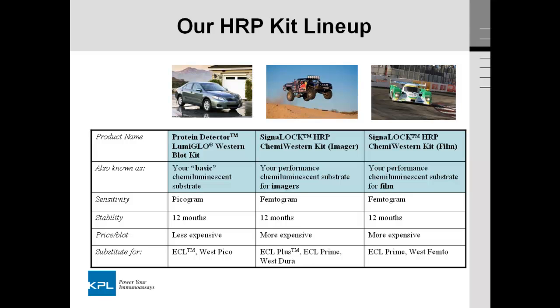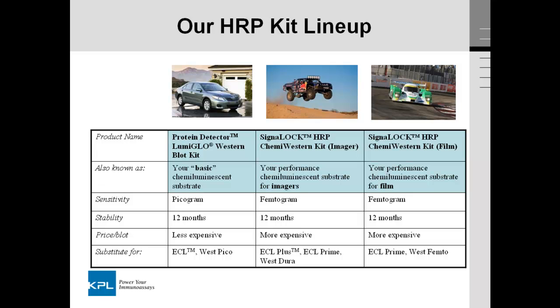Shifting to the middle, you will see one of our new product offerings, our SignaLOCK HRP ChemiWestern kit for imager. And as demonstrated by the off-road truck above, sometimes you need ultra-sensitive detection for your system. This is going to be your performance chemiluminescent substrate kit for imagers. It will give you femtogram detection, and it is a good replacement for ECL+, ECL Prime, and Westura.